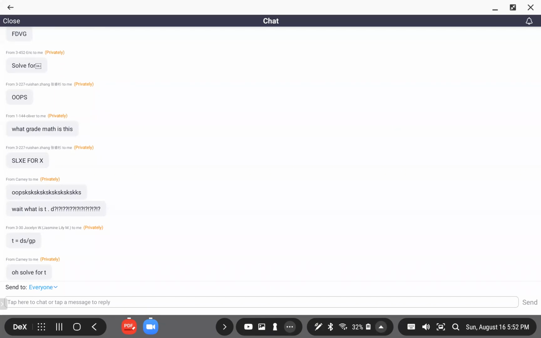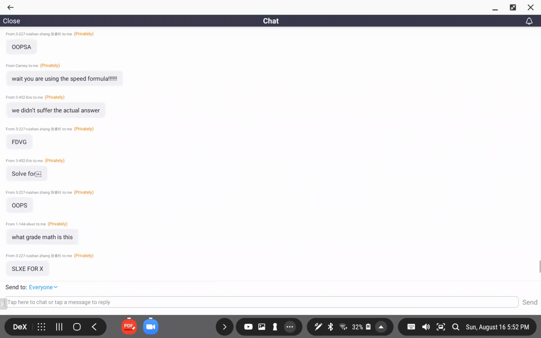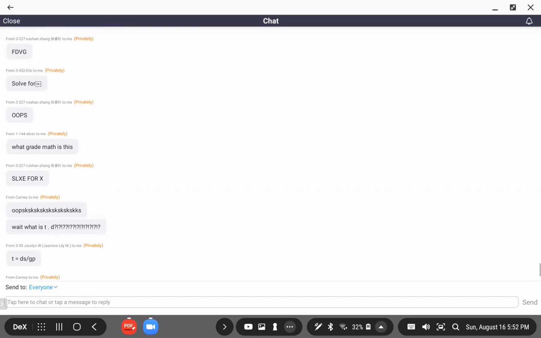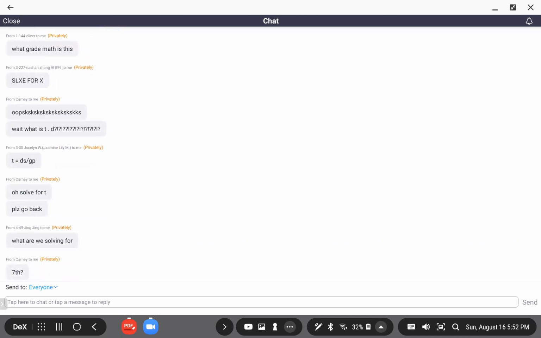T equals ds divided by gp. So that is what Jocelyn says. That's the only answer I've received so far. And also, Oliver asks, what grade is this? This grade is 7th grade.